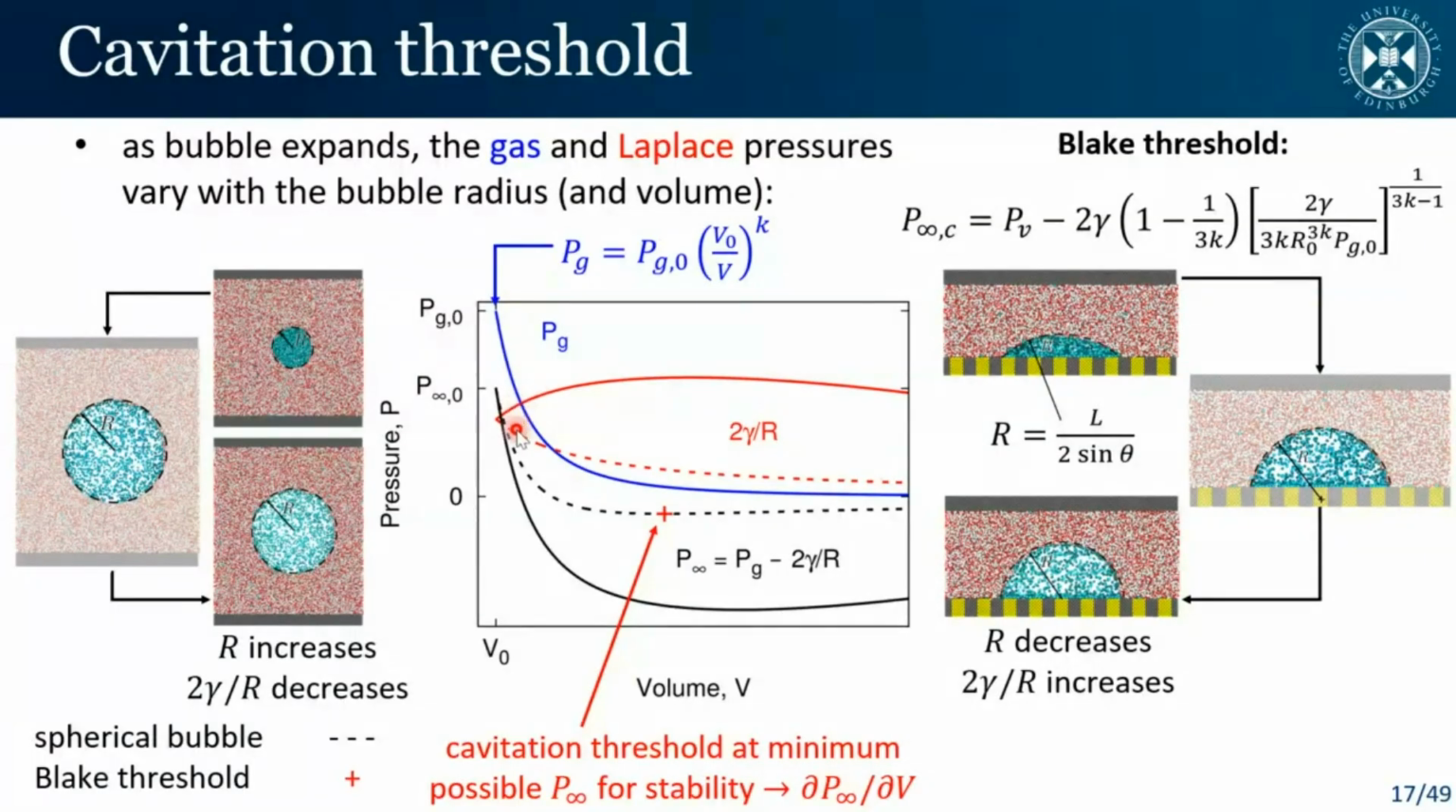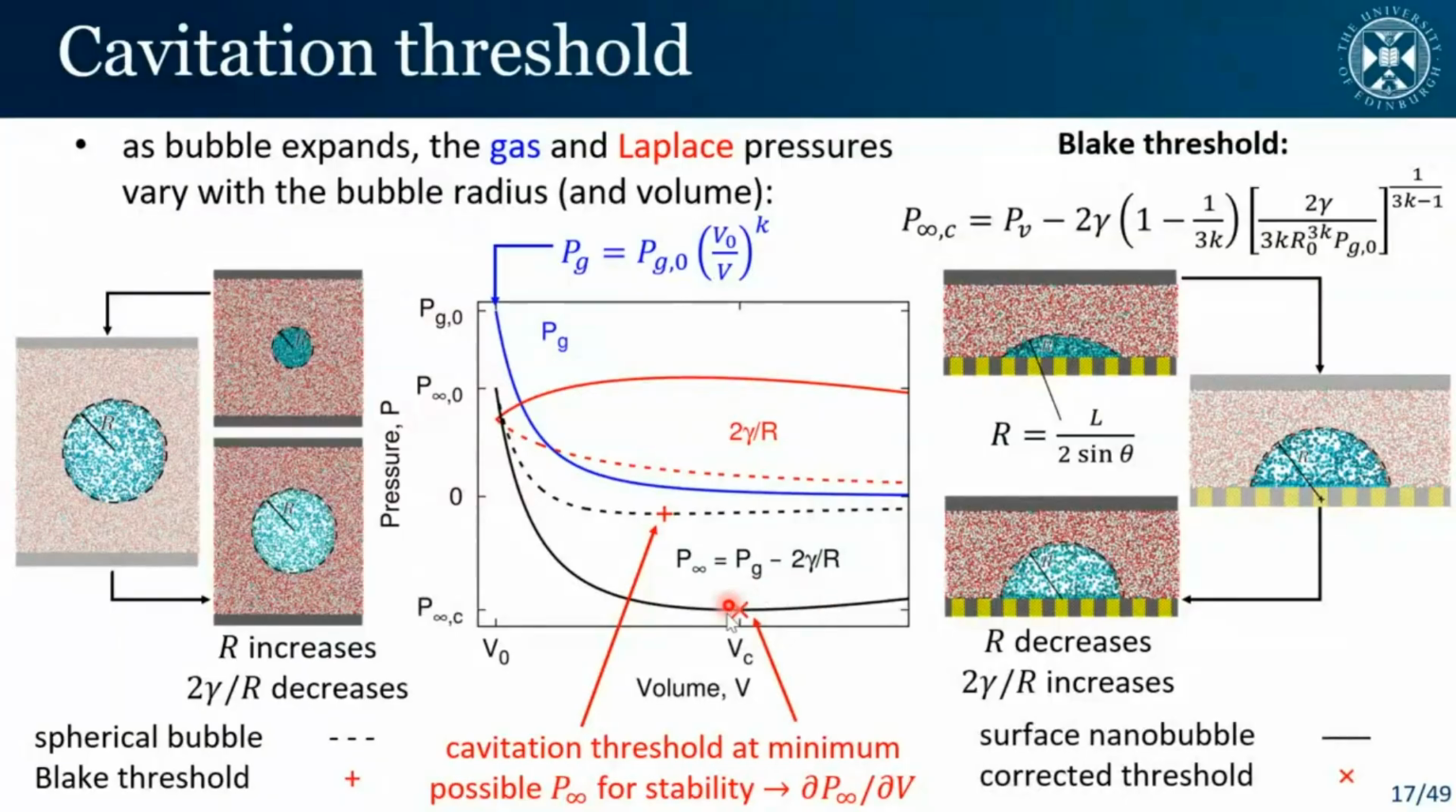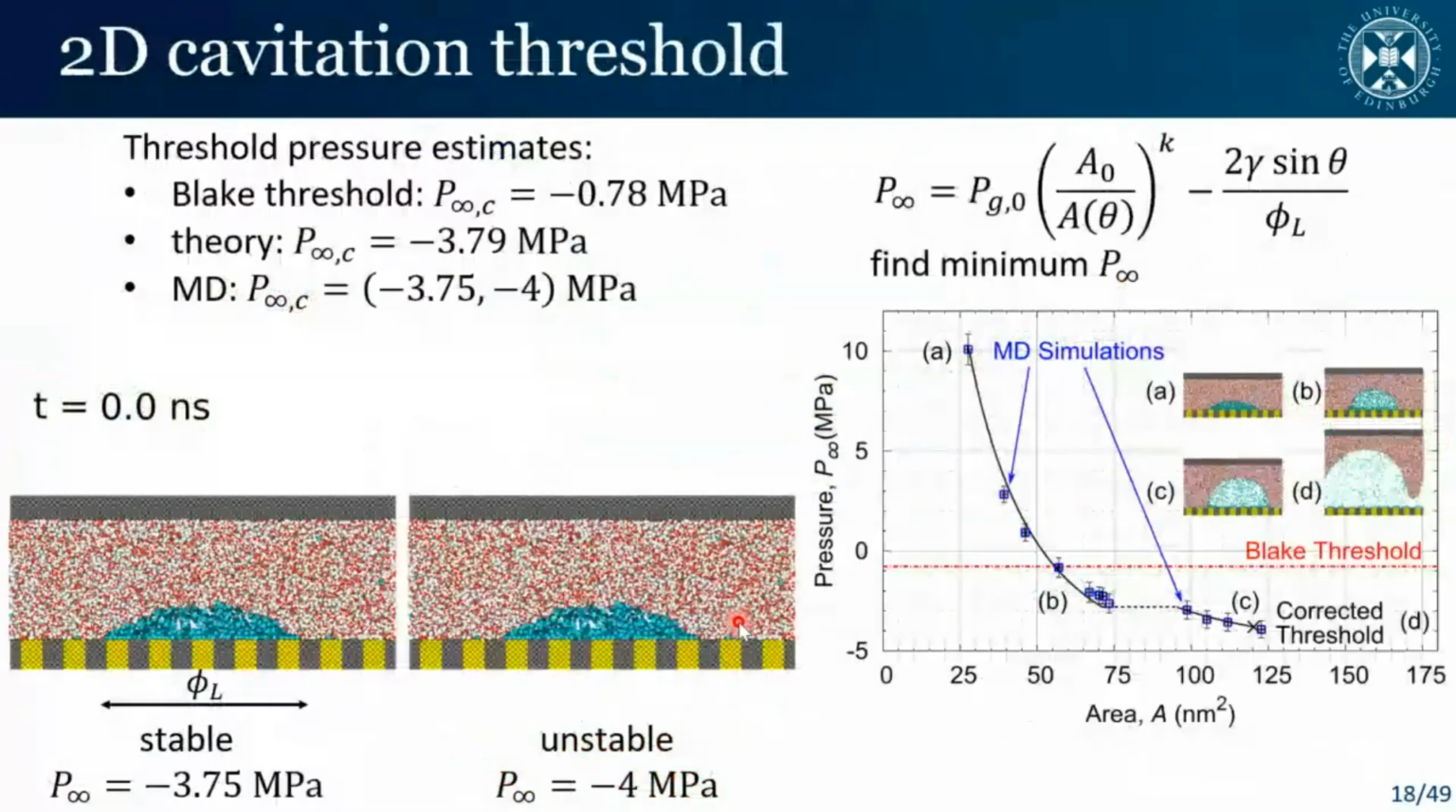And if we find the new range of liquid pressures now that can sustain this surface nanobubble, we find that this new corrected cavitation threshold is much lower than what we were seeing for the Blake threshold. So this is all theory. Let's see it in action though.